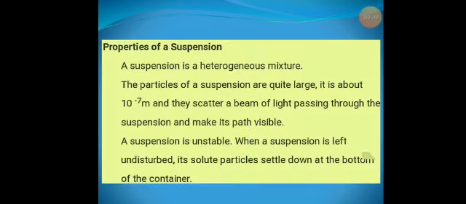Now let us study about the properties of a suspension. A suspension is a heterogeneous mixture. The particles of a suspension are quite large, about 10 to the power minus 7 meter, and they scatter a beam of light passing through the suspension and make its path visible. A suspension is unstable. When a suspension is left undisturbed, its solute particles settle down at the bottom of the container.